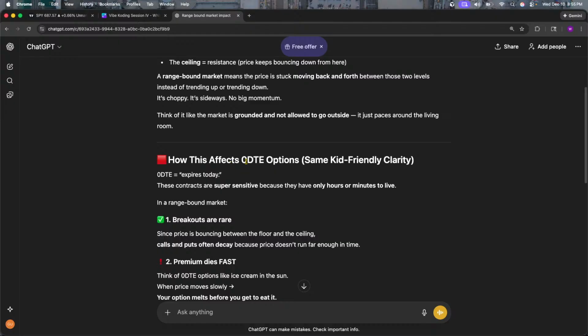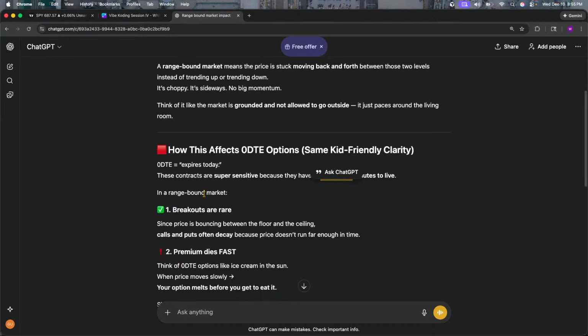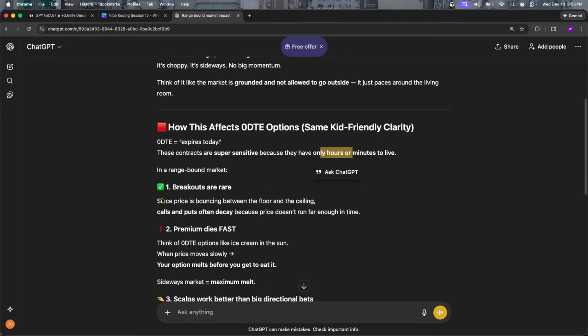So how does it impact zero DTE options? Zero DTE options are option contracts that expire today. These contracts are super sensitive because they only have hours or minutes to live, right? In range bound markets, breakouts are rare since prices are bouncing between the floor, the support level, and the ceiling, the resistance level. Calls and puts often decay because the price doesn't run up enough in time.